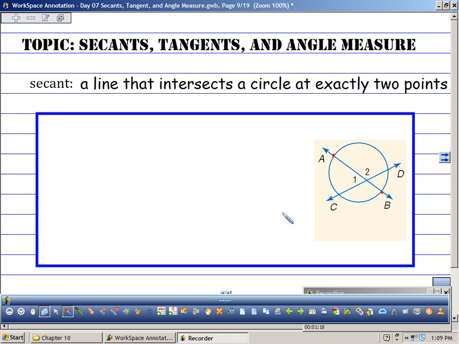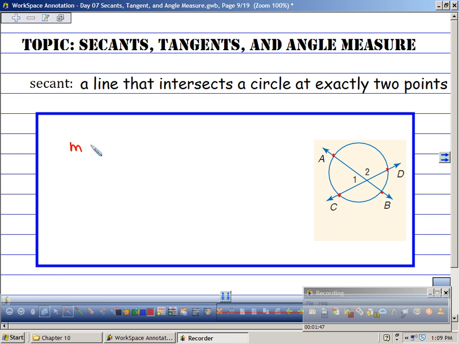So how is a secant different than a tangent? A tangent only touches a circle at 1 point. A secant touches a circle at 2 points. Okay, so let's talk about the relationship of angles with secant lines. I have two secant lines here that are intersecting.